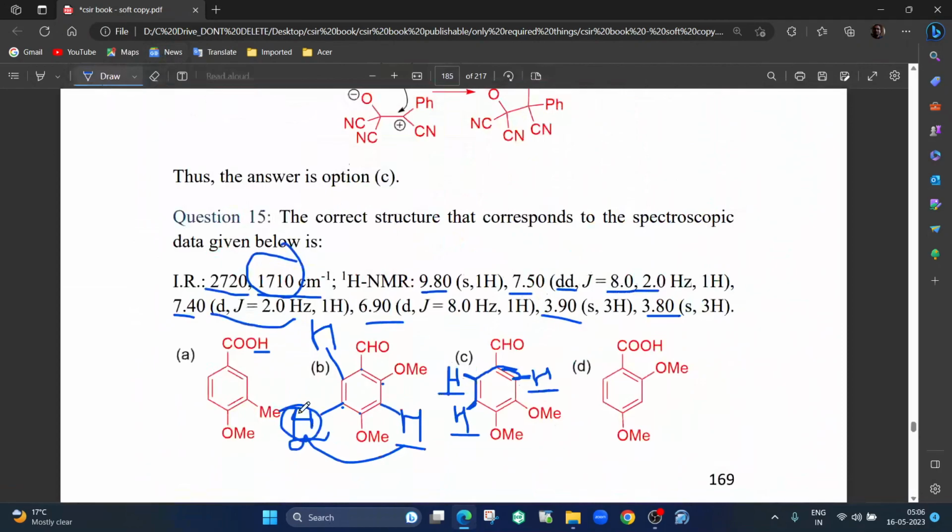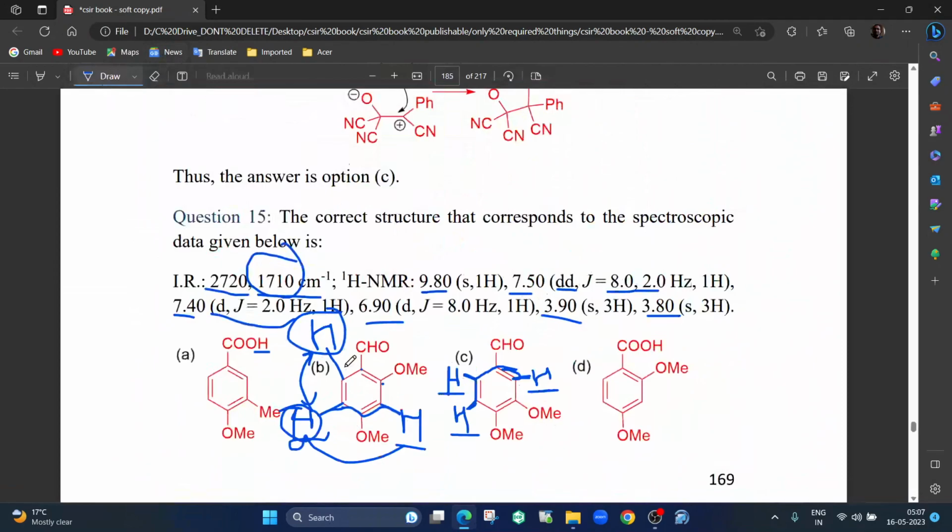Now this one will split as a double doublet, because first it will split by this hydrogen as 8 hertz, and then it will split by this meta position. This is called W coupling. Okay, they call it W coupling, and that will be 2 hertz. So again 8 hertz and 2 hertz is seen here.